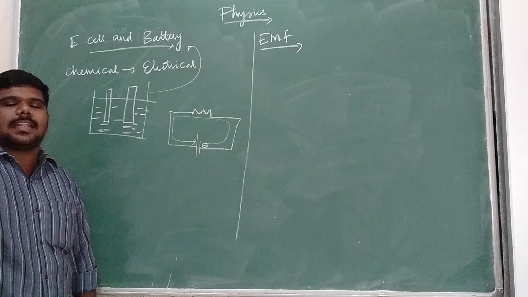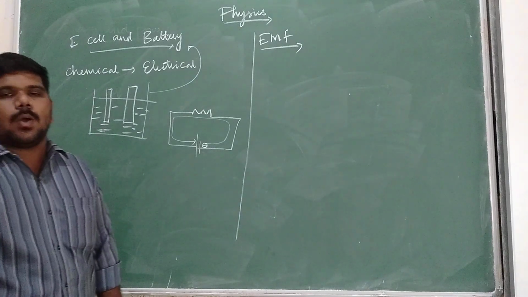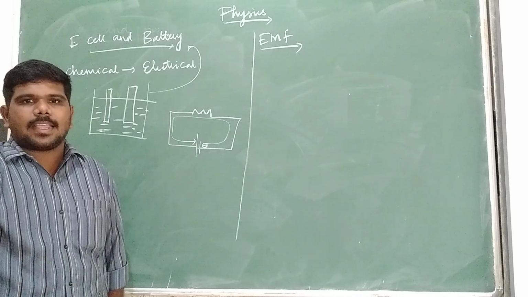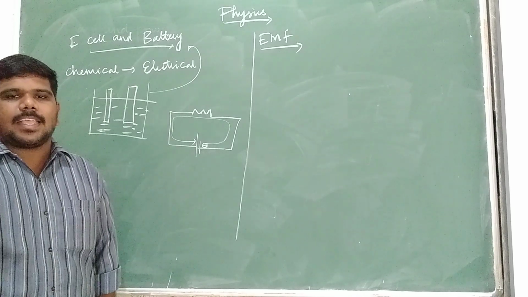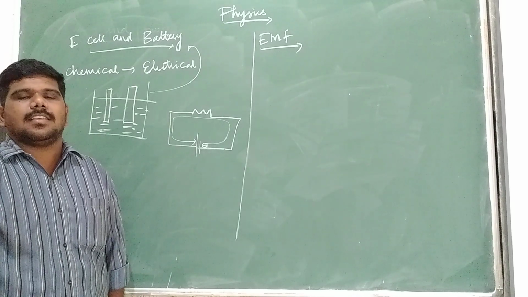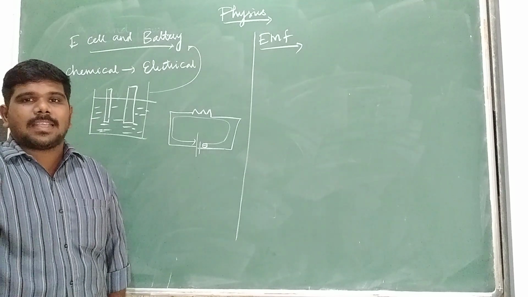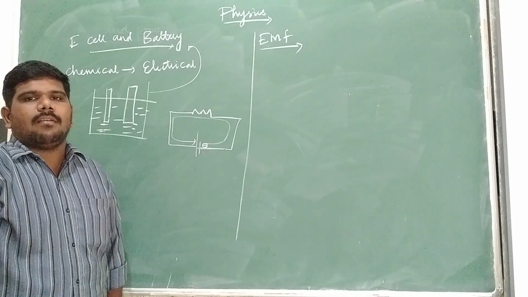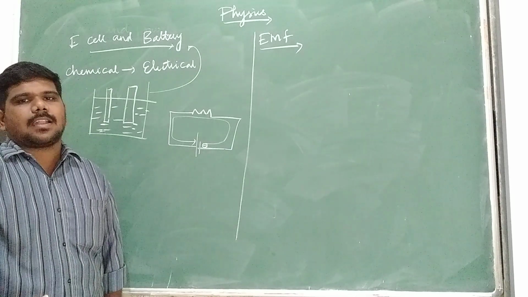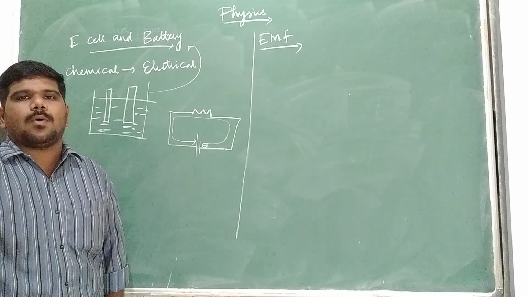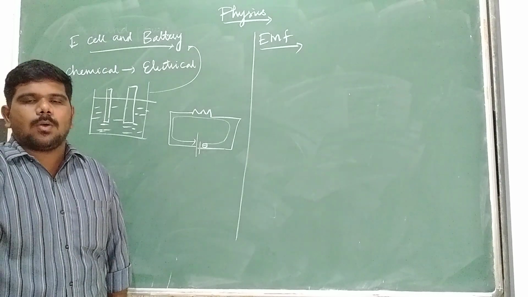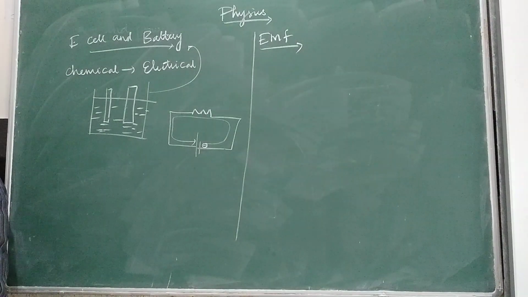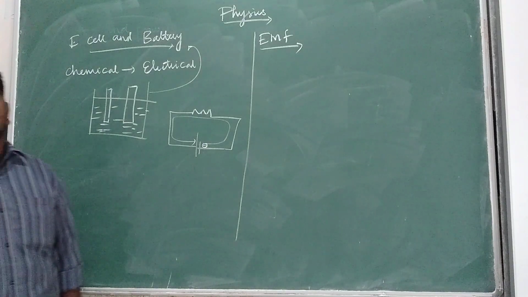So what is the EMF? A battery or a cell is a source of electromotive force. The EMF is a misnomer. Misnomer means it's not actually a force. It describes the potential difference in volts.